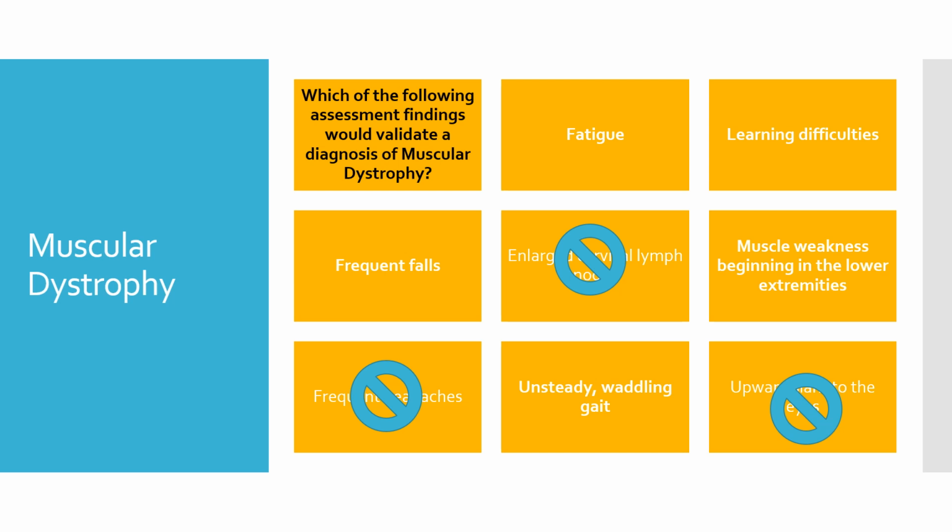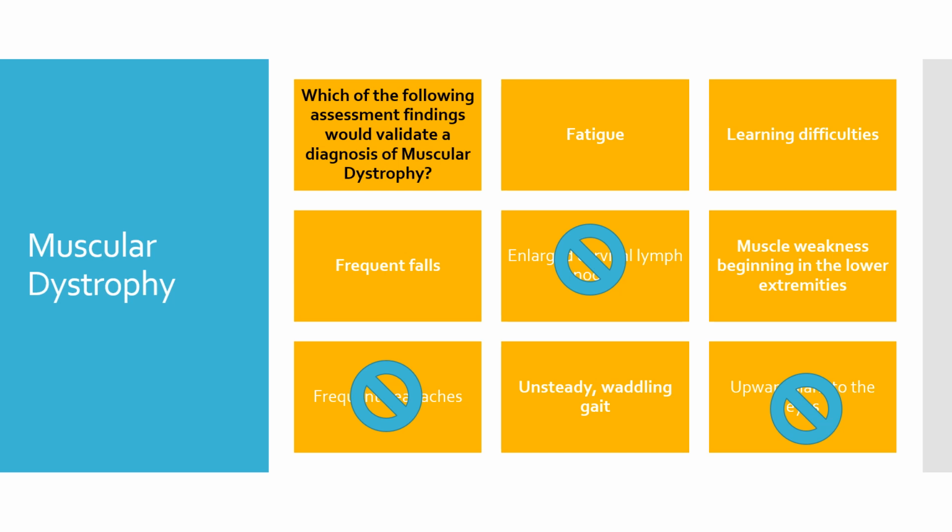Which of the following assessment findings would validate a diagnosis of muscular dystrophy? So we're looking at signs that would validate the diagnosis. Let's go through these. Fatigue, yes. Learning difficulties, yes. Frequent falls, yes, from the muscle weakness. Enlarged cervical lymph nodes, no, it's not an infectious process. Muscle weakness beginning in the lower extremities, yes, mainly in those pelvic girdle muscles that work in conjunction with the big muscles in your legs.